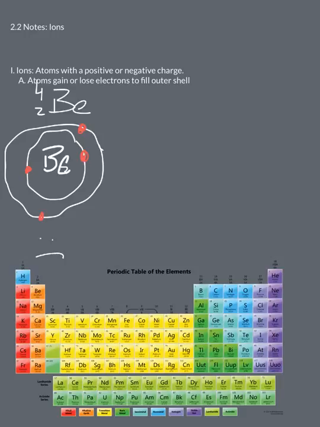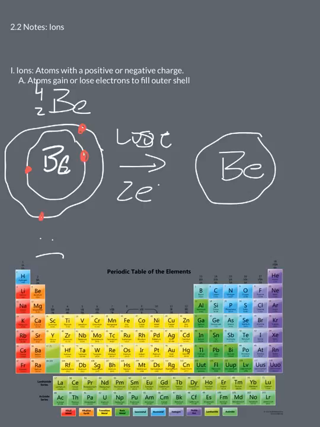So what it's going to do, it has an option. It can either gain 6 more electrons to fill its outer shell, or it can lose 2. And so it's going to do the easier of the 2 options, and it's going to lose 2 electrons, and in doing so, then we would draw beryllium to look something like this, Be. And now, it only has that inner shell because these 2 extra electrons just kind of go away, and we'll talk about where they go another time. But now this is a full outer shell.